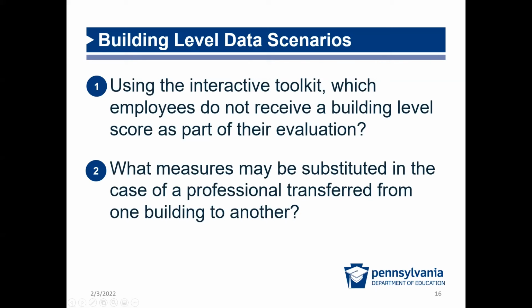What measures may be substituted? So if someone is transferring buildings, during their first 2 years, they have the option of not having the building level score used in their evaluation. This is something you would set up at the beginning of the year. The person being evaluated would talk to their evaluator and say, I'm brand new to this building. I just transferred from building A and now I'm in building B. I shouldn't receive this building level score. During the first 2 years there, they can have an alternate form of part of their component of their evaluation.